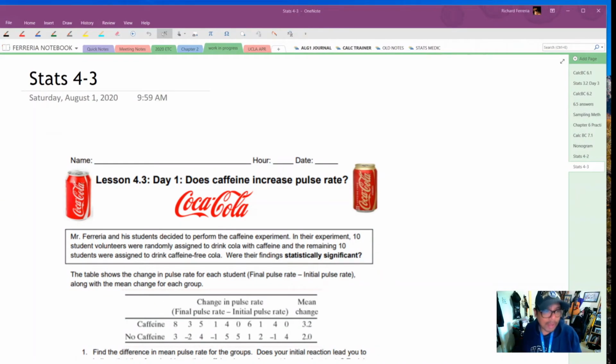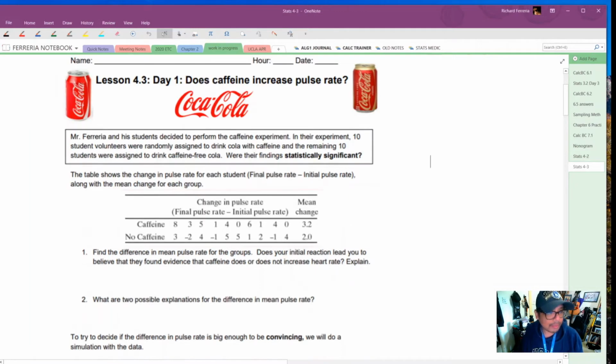So we have, does caffeine increase pulse rate? Ferreira and his students decided to perform a caffeine experiment. In their experiment, 10 student volunteers were randomly assigned to drink Coca-Cola with caffeine, and the remaining 10 students were asked to try caffeine-free cola. So were their findings statistically significant?